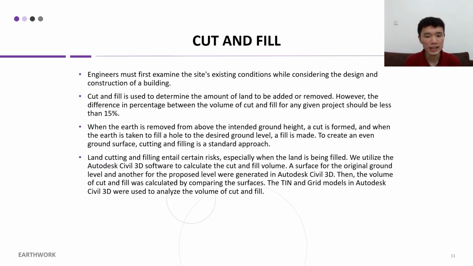We use Autodesk Civil 3D software to calculate cut and fill volumes. One surface for the original ground plan and another for the proposed ground plan were created in Autodesk Civil 3D. Then, the volume of cut and fill is calculated by comparing the surface. TIN and grid models in Autodesk Civil 3D are used to analyze cut and fill volumes.